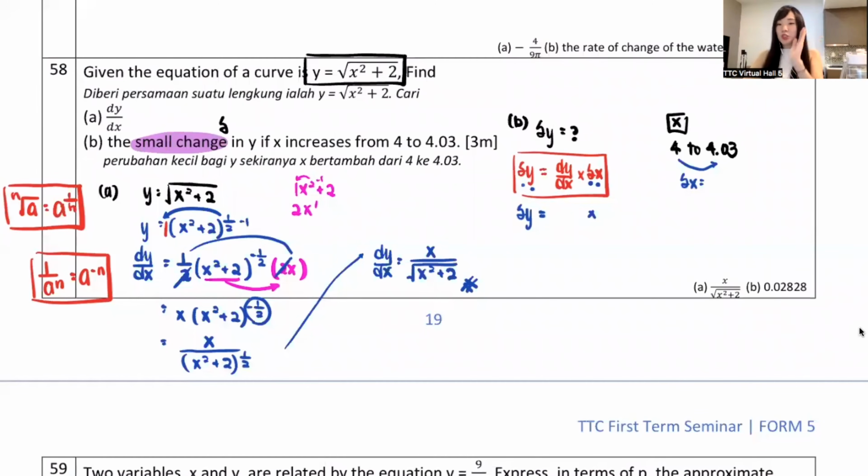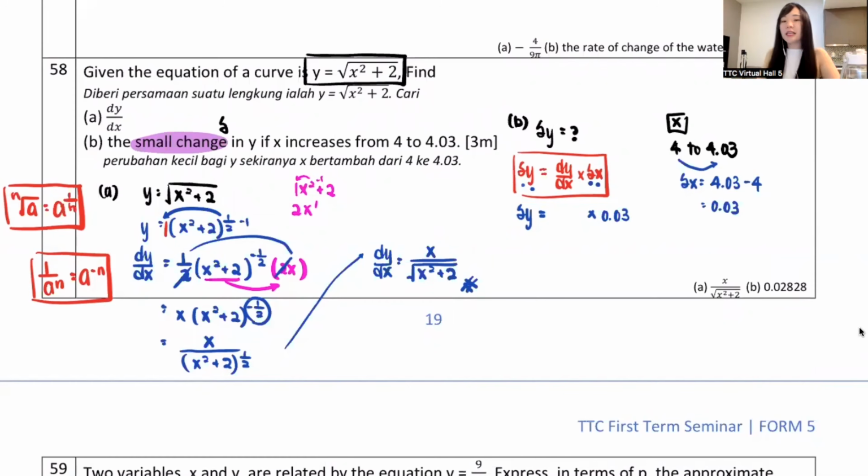Guys, always remember, small change is like a progression. Do you still remember progression, AP, GP? Using the back one minus the front one. So it's always the back one minus the front one. So do you realize your small change of x is 0.03? That is your small change. If they're increasing, it is 0.03. If they're decreasing, it is negative 0.03.